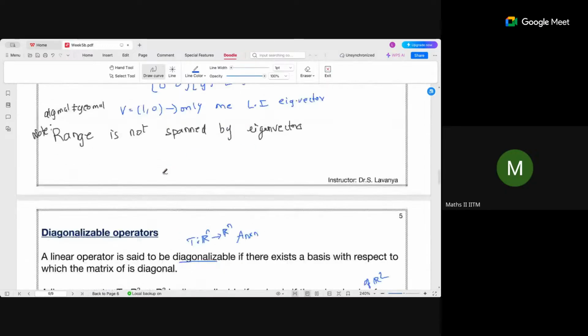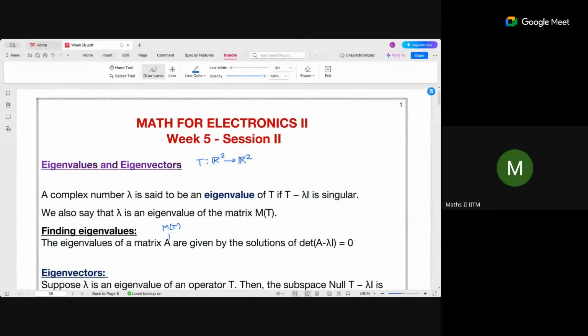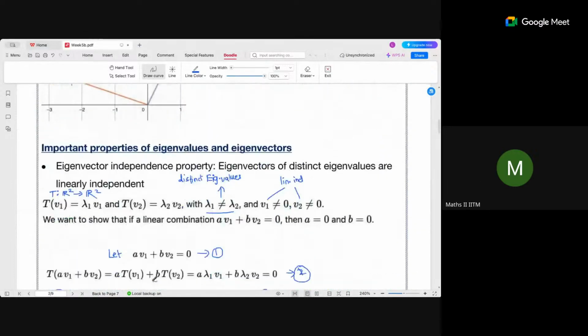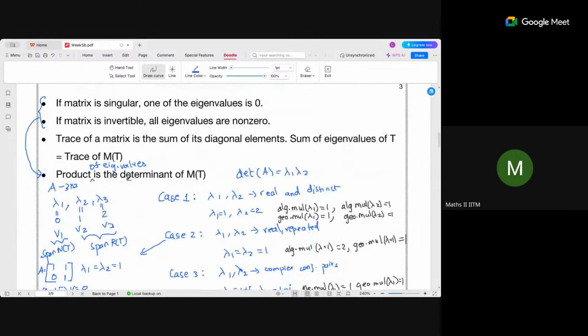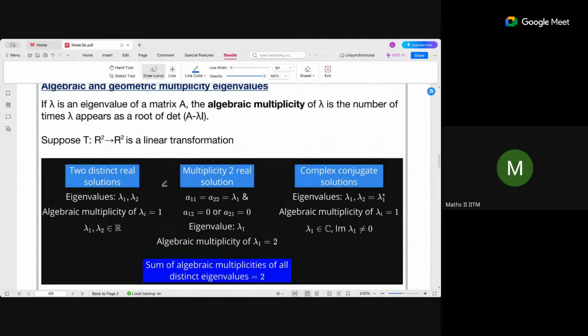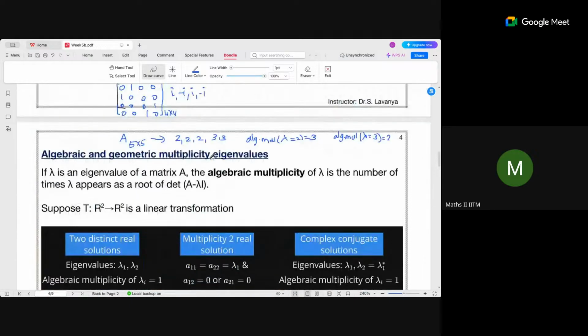So what are the things we have seen today? We revised what eigenvalues and eigenvectors are. Then we saw some important properties. Distinct eigenvalues give linearly independent eigenvectors. Then we saw that the determinant is the product of eigenvalues, and the trace is the sum of eigenvalues. Because of this, a matrix is invertible if and only if it has non-zero eigenvalues. And then we introduced algebraic multiplicity and geometric multiplicity. Algebraic multiplicity is the number of times an eigenvalue repeats as a root of this polynomial.